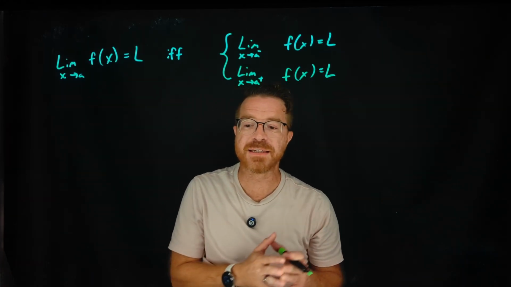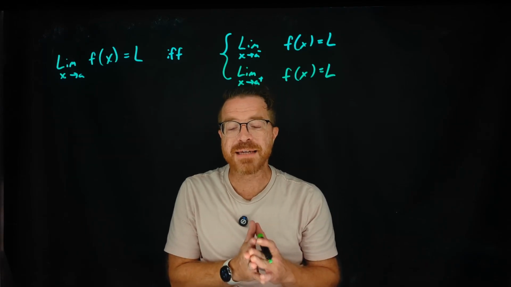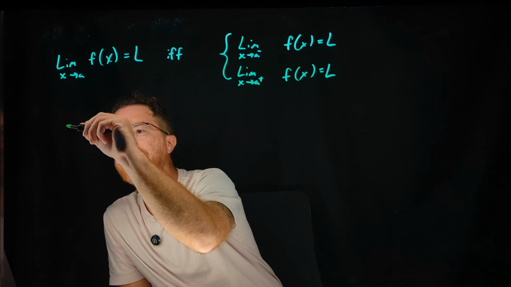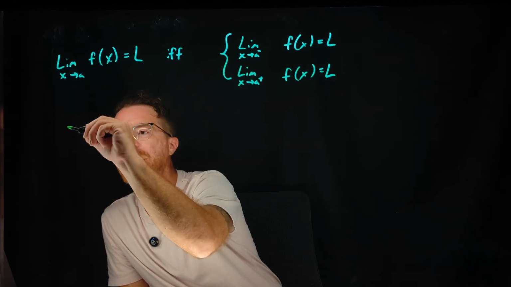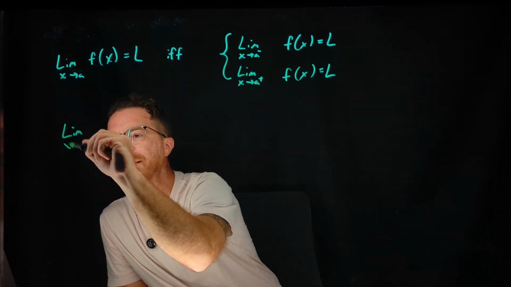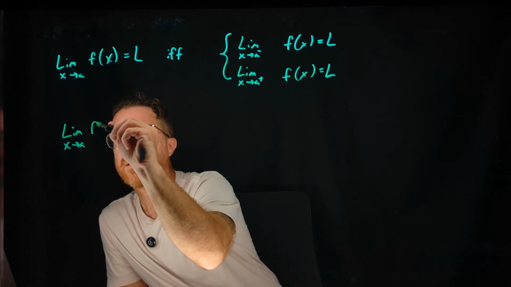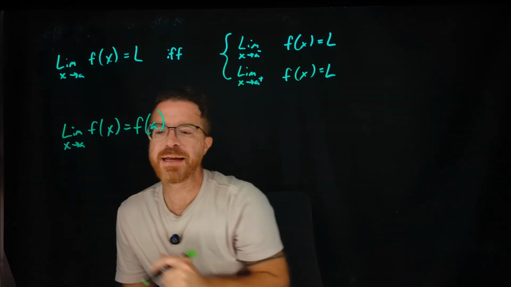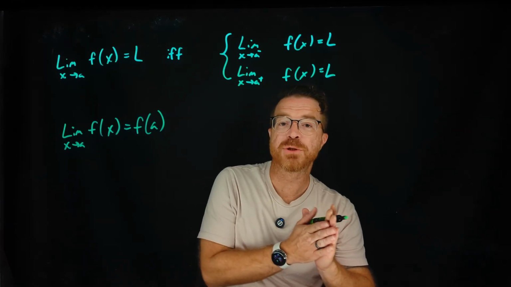So if f of x is a continuous function, then the limit as x approaches a of f of x equals f of a. That is to say, if we have a continuous function, then the limit as x approaches a of f of x will be equal to our function at a. And this is called our direct substitution property.